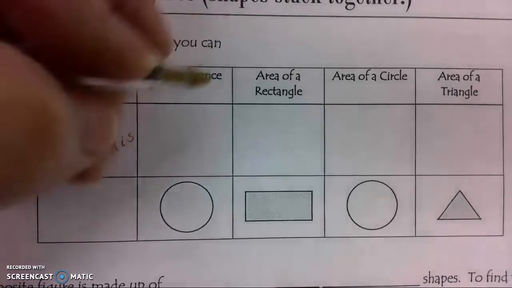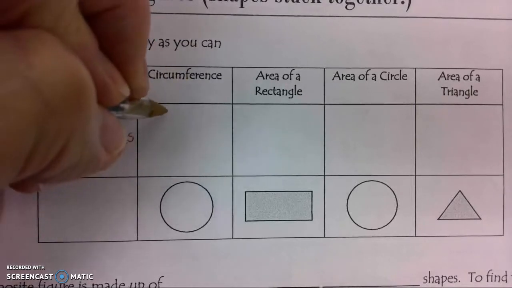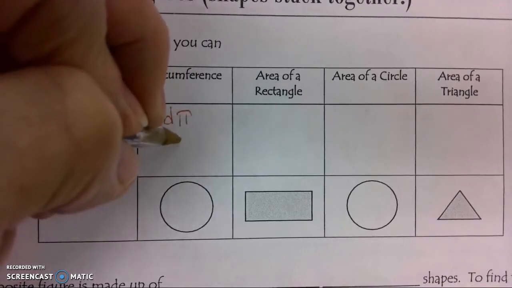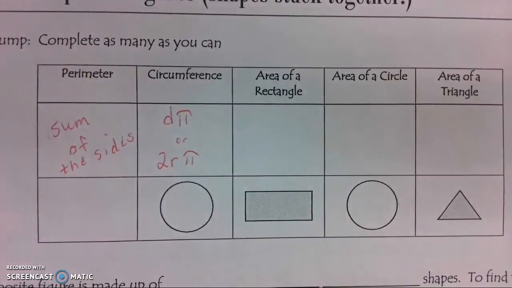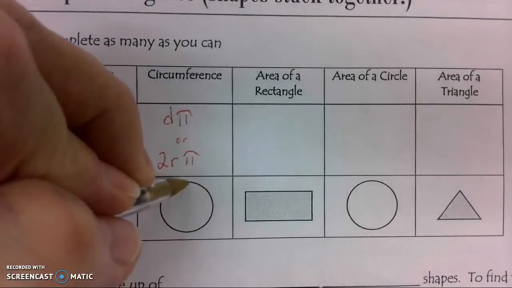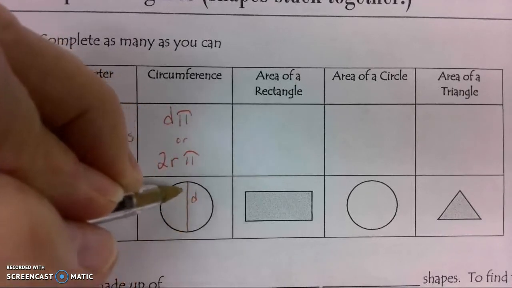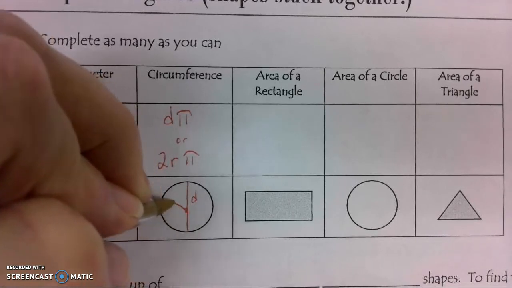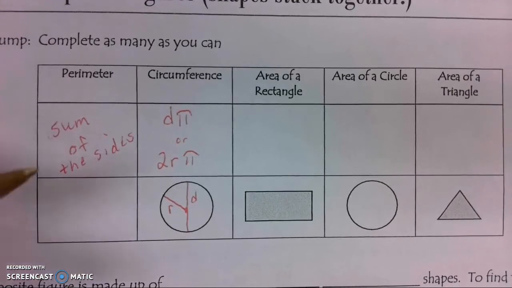When dealing with circles, we learned that to find the circumference, I can actually use two formulas. I can multiply diameter times pi, or 2 times the radius times pi. Now, remember that the diameter is the line that goes through the center, starts and stops on the circle. The radius is half the diameter, starts at the center and stops on the circle.